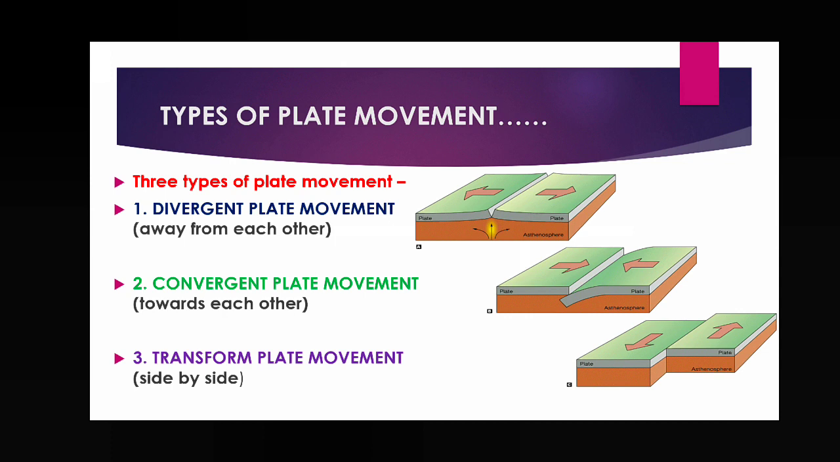Next, the plates are moving. There are three types of movement present: divergent plate movement, that means when plates are moving away from each other, going in opposite directions; convergent plate movement, when two plates are moving towards each other; and transform plate movement, when the two plates are moving side by side.